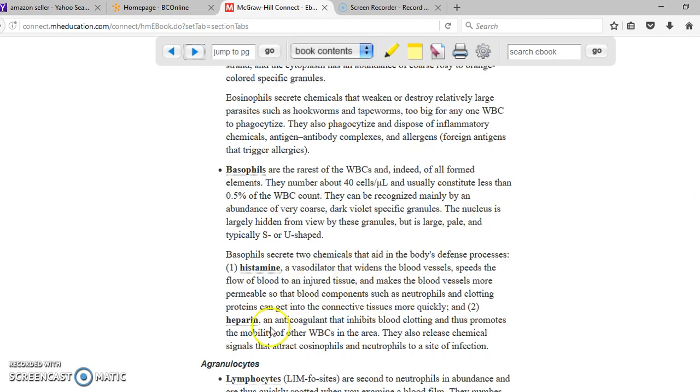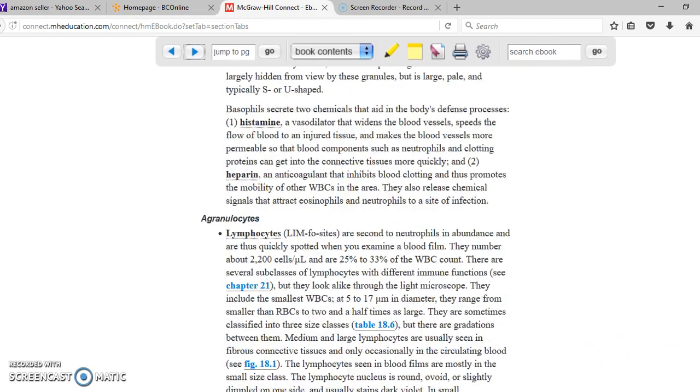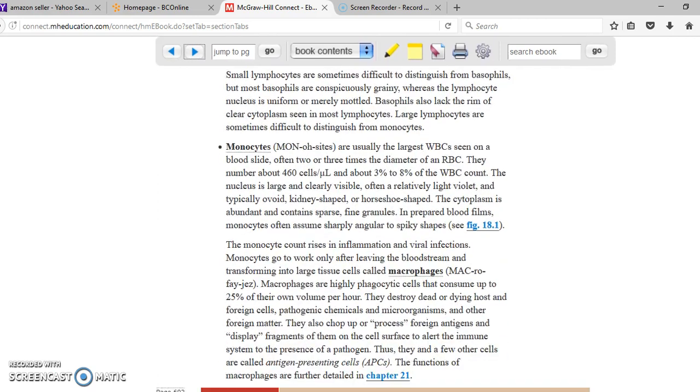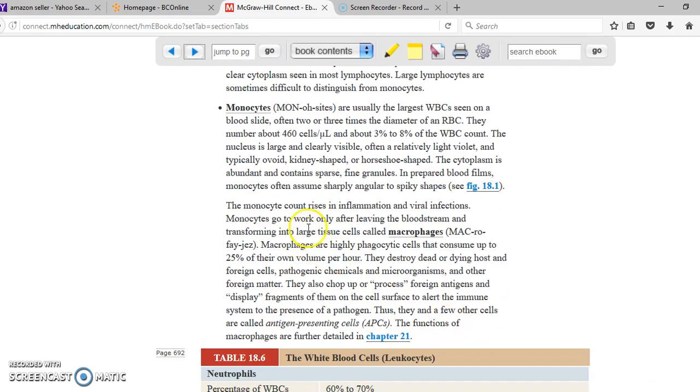Then we have the agranulocytes. We said the agranulocytes are the lymphocytes right here, and the monocytes. If we keep scrolling down, you're going to see that the next one is the monocytes. So instead of reading all the text in here, we might as well take a look at the table where you have a summary of all the information.